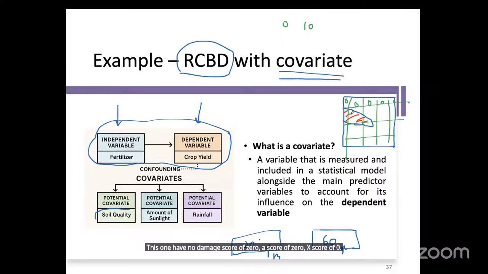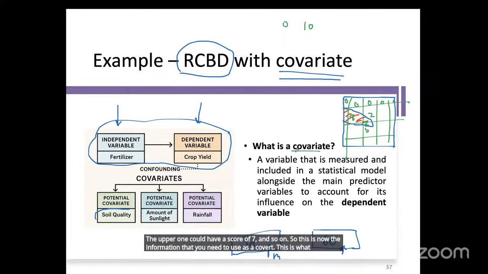But this could have a score of 8. This could have a score of 7. The upper one, the lower one could have a score of 5. The upper one could have a score of 7, and so on. So this is now the information that you need to use as a covariate.